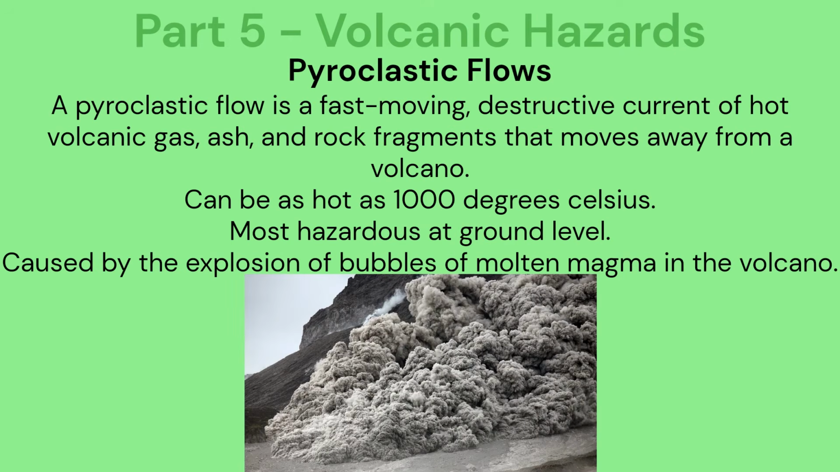Pyroclastic flows. A pyroclastic flow is a fast-moving, destructive current of hot volcanic gas, ash, and rock fragments that move away from a volcano. They can be as hot as 1000 degrees Celsius. These are most hazardous at ground level. They are caused by the explosion of bubbles of molten magma in the volcano.